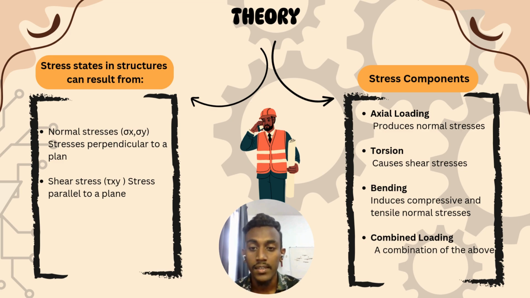The second thing is the stress components. There are four components. The first is axial loading, which produces normal stress. The second is torsion, which causes shear stress. The third is bending, which includes compressive and tensile normal stress. The fourth is combined loading, a combination of the above.